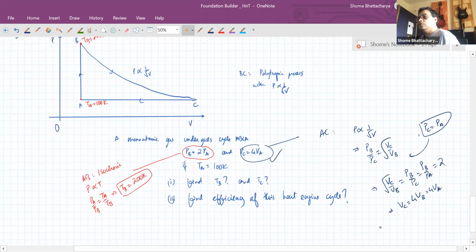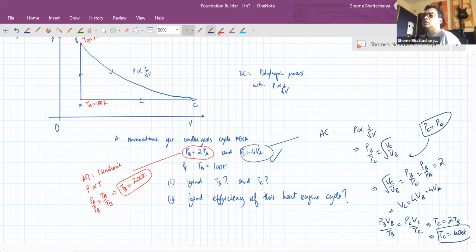Now we can see that PB VB upon TB is equal to PC VC upon TC. So from that we'll understand that the temperature will become 2 times the temperature at B. So the temperature at C will become 400 Kelvin. So we got this fact now, that the temperature at C is 400 Kelvin.